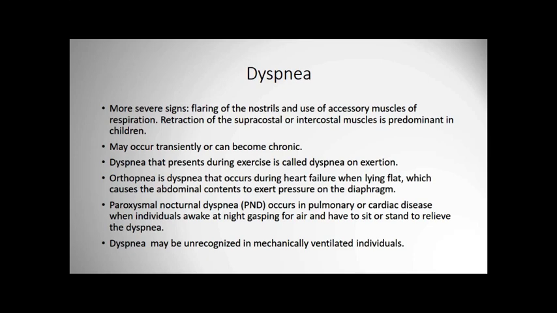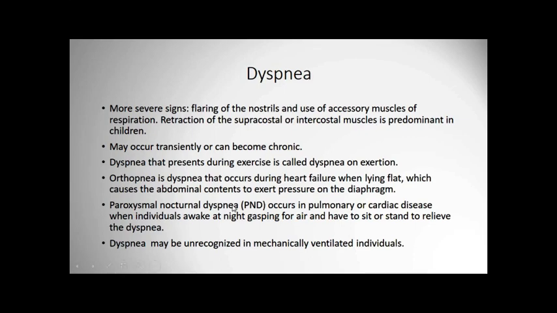Dyspnea, of course, can be transient or can become chronic, as many diseases. There are different ways of calling different types of dyspneas. For example, the one during exercise is called dyspnea on exertion. Orthopnea is the dyspnea that occurs, for example, in heart failure when people lie flat because of the pressure that the abdominal organs are making on the diaphragm. This impairs the effectiveness of the muscles of respiration and leads to this shortness of breath when they lie down. So what they have to do in many cases is put several pillows in order to prevent this orthopnea.